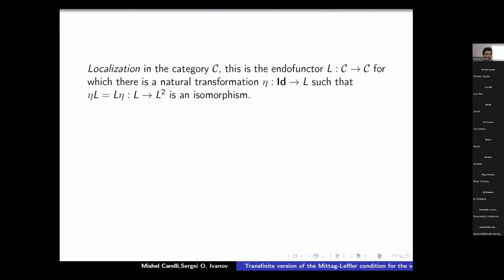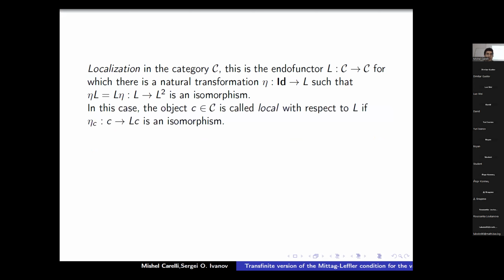Also, I guess we don't have time for that, but I'll tell you briefly. We have a localization and a functor from C to D, with a natural transformation from the identity to this functor, such that the following map is an isomorphism. Then an object T is local with respect to this localization if this functor is an isomorphism on the object.